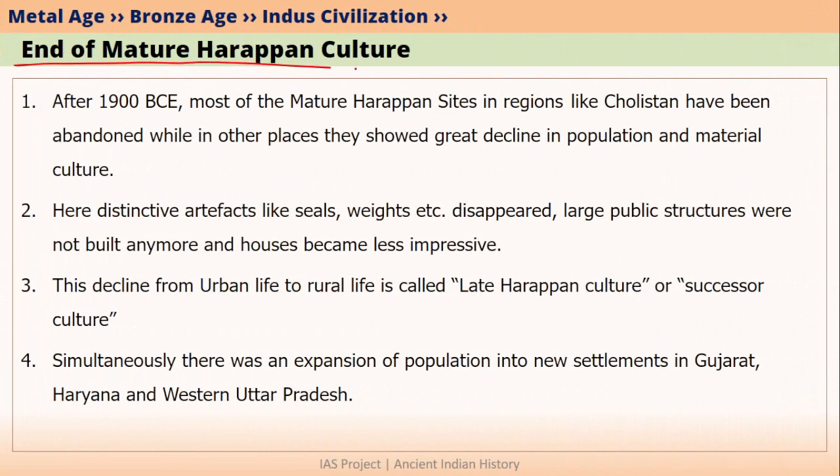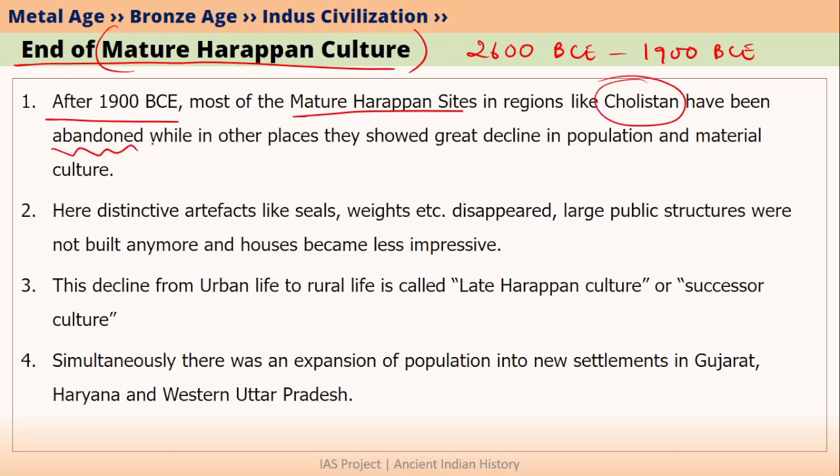So how did mature Harappan culture end? We know that the timeline of mature Harappan culture is from 2600 BCE to 1900 BCE. After 1900 BCE, most of the mature Harappan sites in the region of Cholistan were either abandoned or the population in these cities started to decline. Not only the population but also the material culture started to decline. Material culture means their houses, the type of bricks, the type of pottery, and all these material aspects of culture.